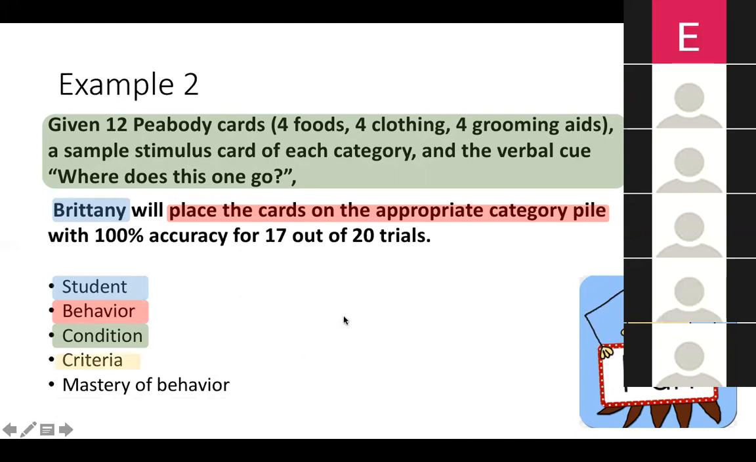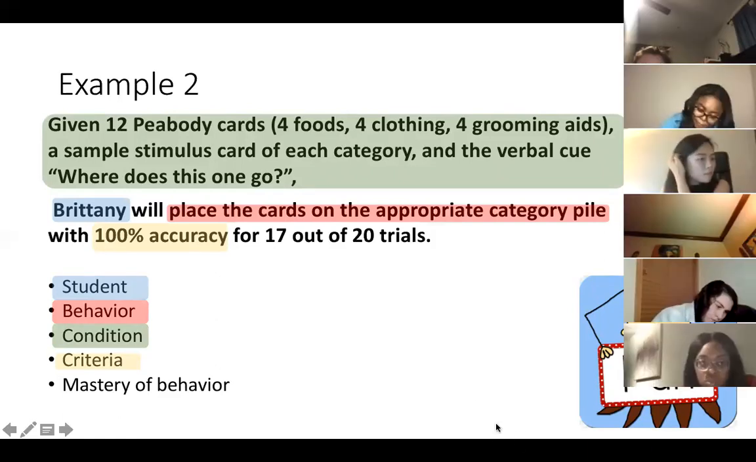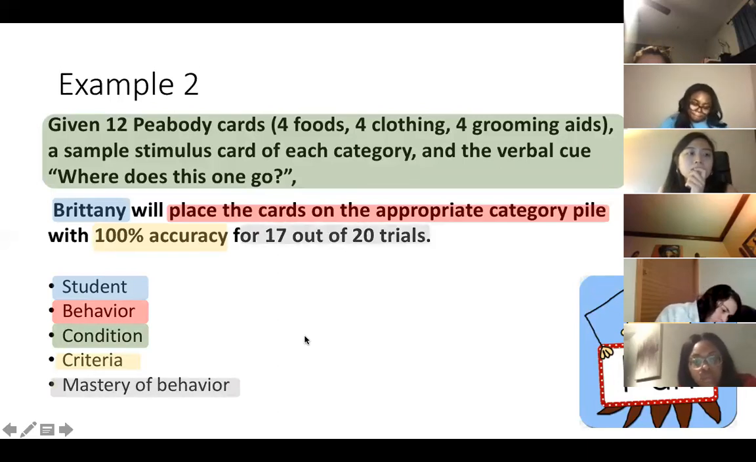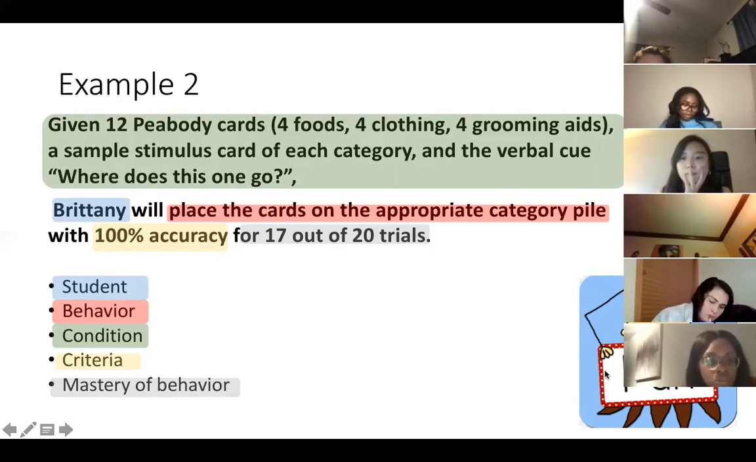Okay, the next one is criteria, which is 100% accuracy. And then the last one is mastery of behavior, 17 out of 20 trials. Okay, good. Any questions?